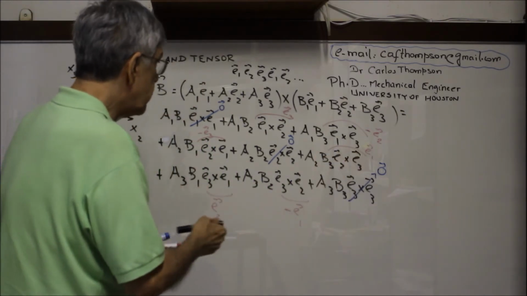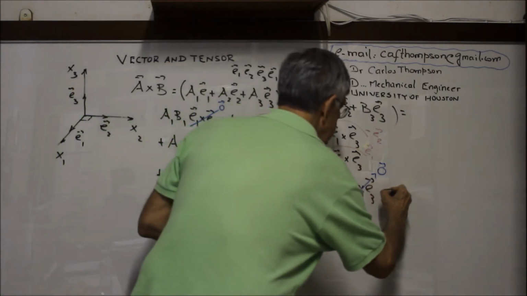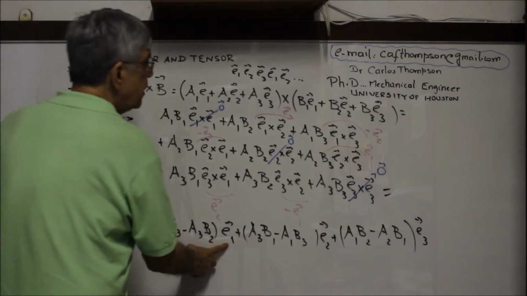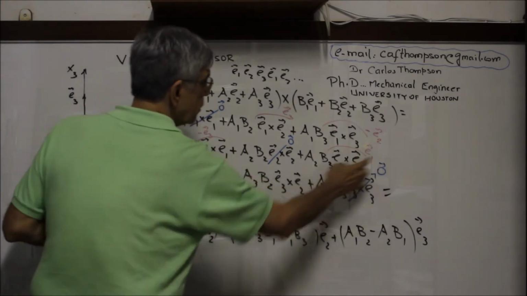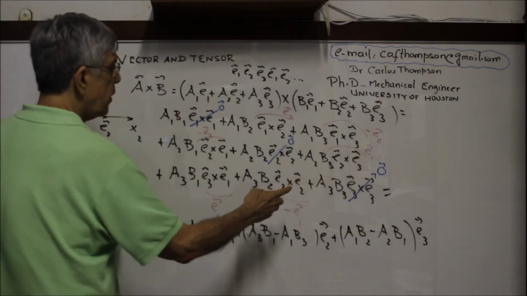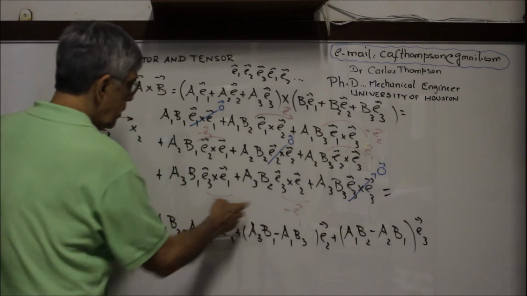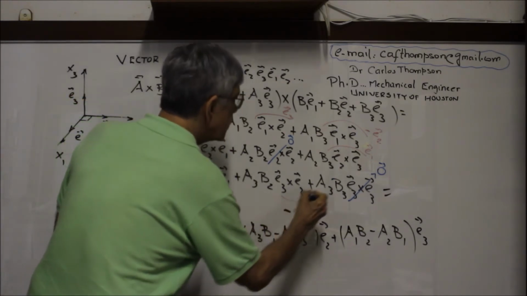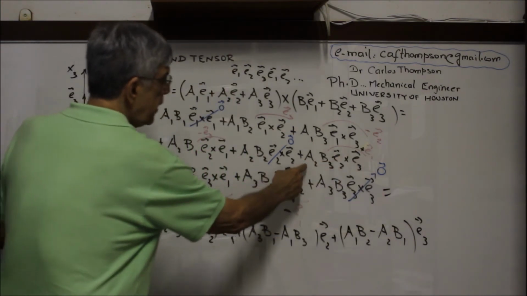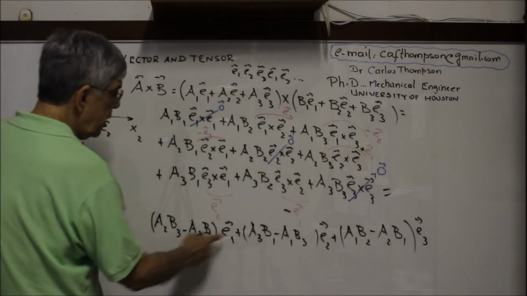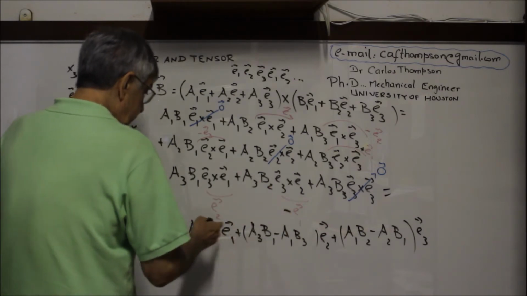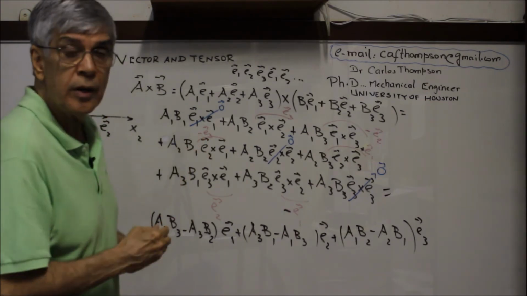Then you can rearrange this like this. You see E1 here. You see this is E1 over here, and the other E1 is right here. So one is minus, the other one is plus. You see E1, you see A2 B3 minus A3 B2, E1. Now, I'll give you a hint.